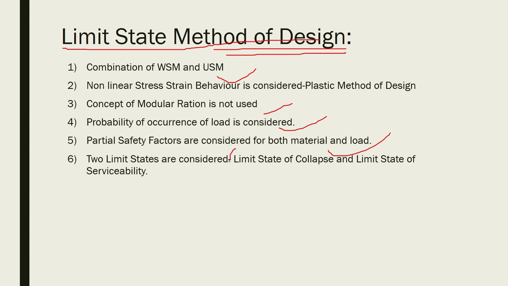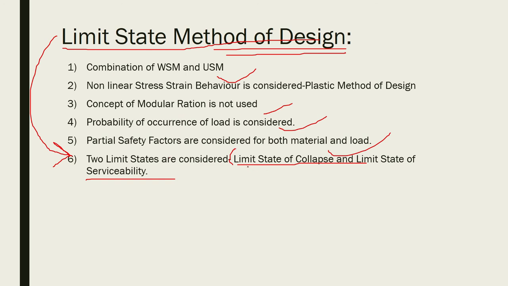Two limit states are considered: limit state of collapse and limit state of serviceability. Basically, the name of limit state comes from this point. That is, basically what we are doing is performance based design. That means we are looking at the performance of the structure: why you are going to construct this particular structure, what is the performance, and what is the requirement of this particular building.